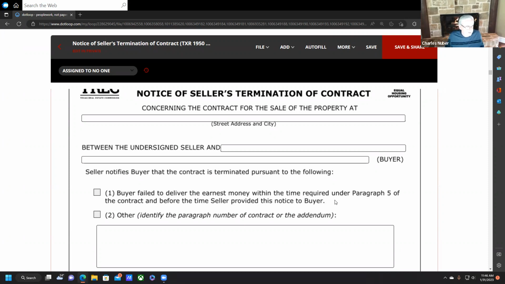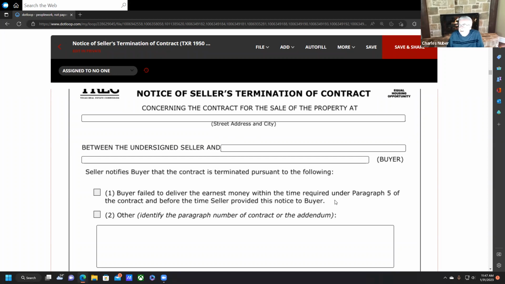So what that means is this. Let's say you're into day 4 of the executed contract and the buyer has not delivered earnest and option. But on day 4 of the contract, the buyer delivers earnest and option, okay, before the seller has a chance to send over a termination. Well, you still have a contract in that case, right?